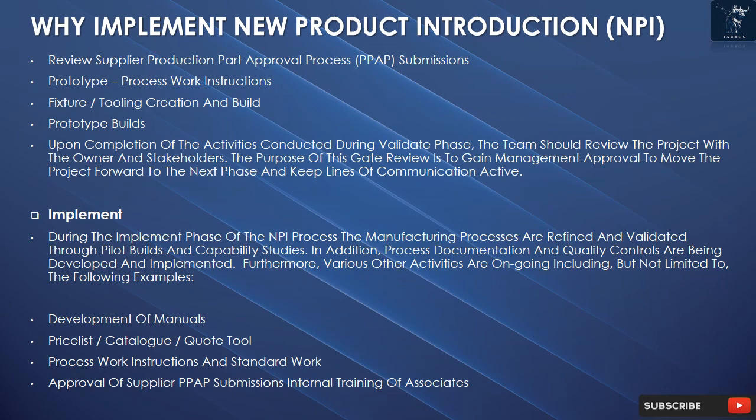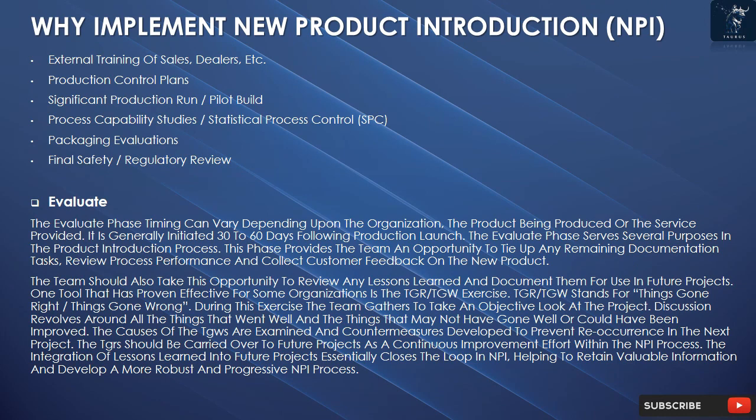Development of manuals. Price list/catalog/quote tool. Process work instructions and standard work. Approval of supplier PPAP submissions. Internal training of associates. External training of sales, dealers, etc. Production control plans. Significant production run/pilot build. Process capability studies/statistical process control, SPC. Packaging evaluations. Final safety/regulatory review.